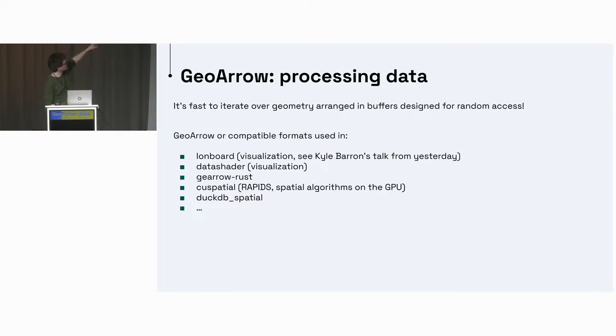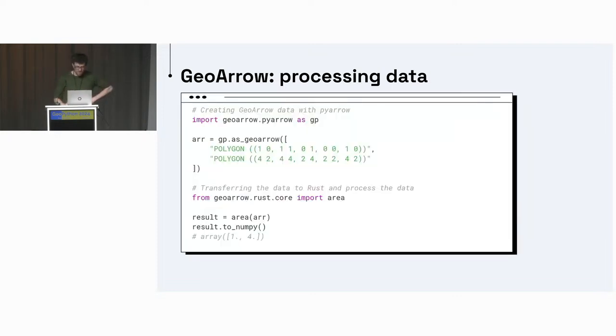Some other examples: Data Shader is another visualization tool that also uses a very similar layout under the hood. The GeoArrow Rust library, CuSpatial, GPU implementations of spatial algorithms also use a very similar layout. Certain data types in DuckDB Spatial use a similar layout. And so in GeoArrow, we are convinced that not just for moving data around, but also for compute, it's a very efficient format.